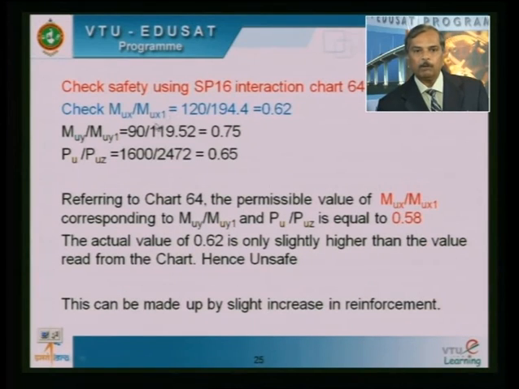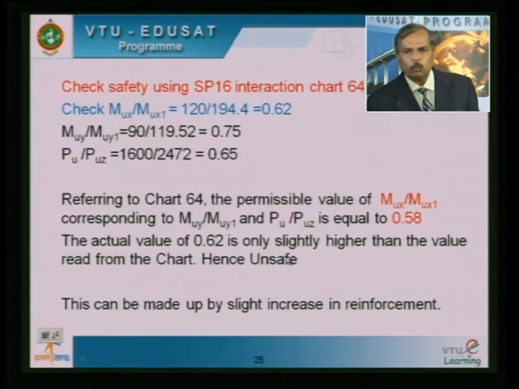But what is my value for my moment of MUX1? MUX by MUX1 is 0.62. So, this is higher, but the limit is 0.58. Since 0.62 is more than 0.58, it is going to be unsafe. The actual value of 0.62 is only slightly higher than the value read from the chart, but it is unsafe.